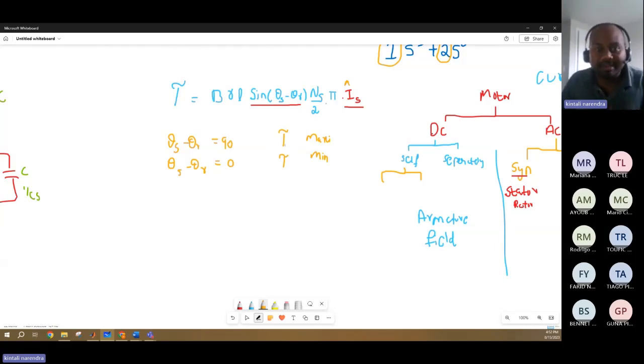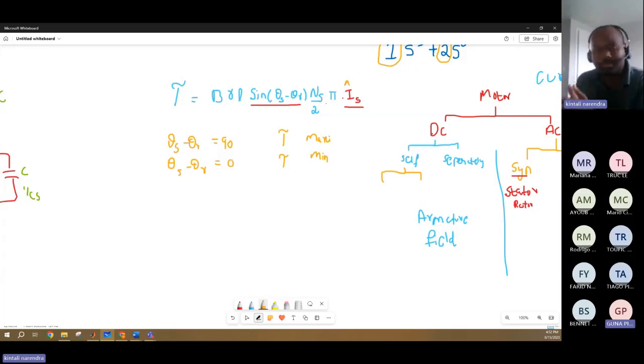So if you can find a way to keep the angle between the stator and the rotor at 90 degrees, then with the same motor you can get maximum torque all the time. That's why this topic is called field oriented control of brushless DC motor. The concept is about how to make the angle between the stator and the rotor 90 degrees.